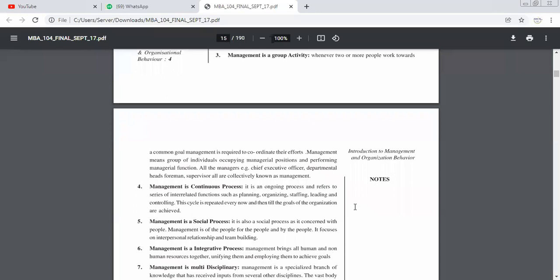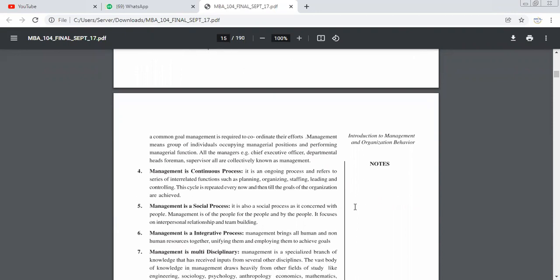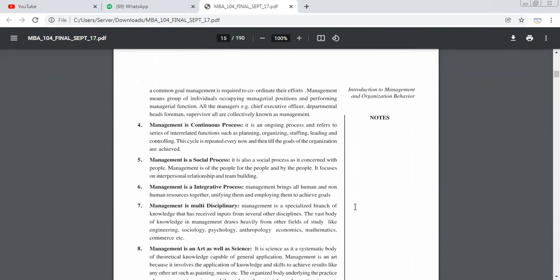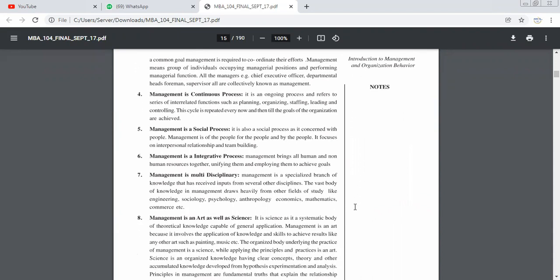So always remember, management plays an important role in each and every factor. Next point is, management is an integrated process. Management brings all human and non-human resources together, uniting them and employing them to achieve goals. Definitely it's a kind of integrated process where all the humans and non-humans come together.